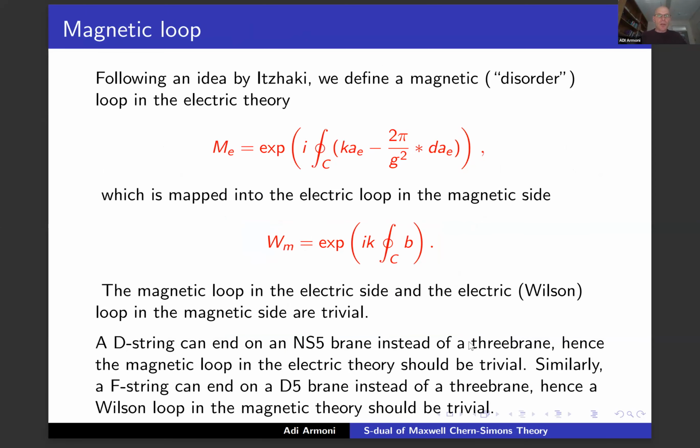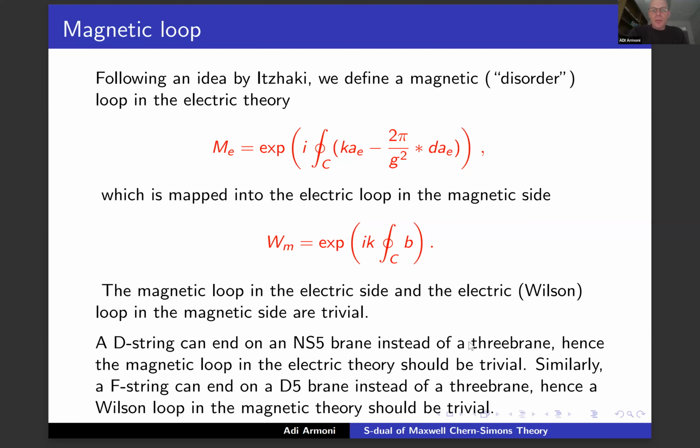So let's see. It's interesting that it was already discussed in the literature. The magnetic loop in Maxwell-Chern-Simons was constructed, and it is mapped to an electric loop in the magnetic side, but in the magnetic side it's again made of pure B. Now, one can show, and that was shown by Itzhaki, that in the electric side the magnetic loop is trivial. It's just a trivial operator. And it is mapped in the electric to an electric loop in the magnetic side, which is also trivial.